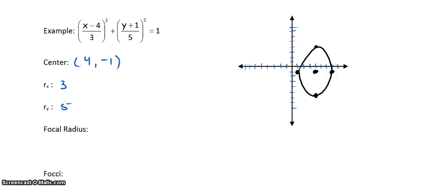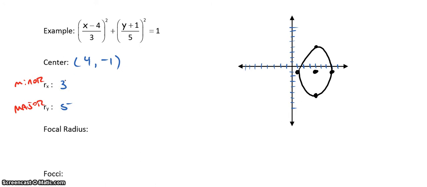Alright, so it kind of looks like an egg. Let's think about this. Which is my major axis? Well, in this case, y is larger. So y is my major, and x is my minor. So those are the values.